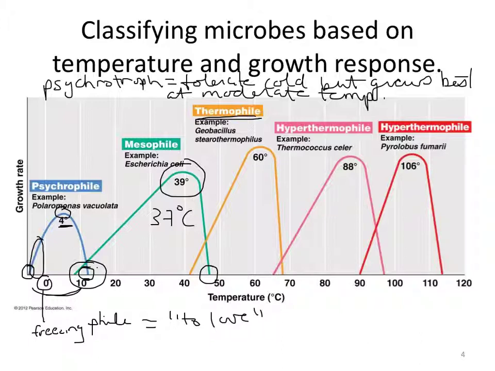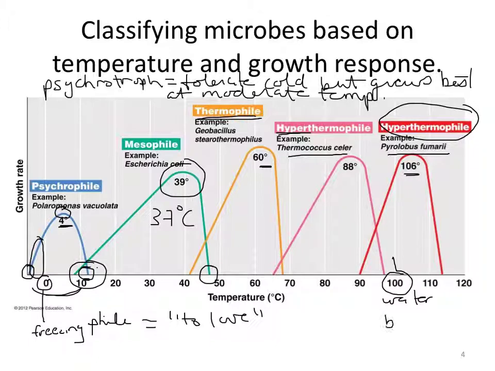Then we're up into the thermophile world. So thermophiles like it hot, hyperthermophiles like it really hot. We've got thermophiles that have temperature optimums around 60 degrees Celsius. That's pretty warm. And then hyperthermophiles, and we see two profiles here. One for a bacterium, Thermococcus celer, and then another for an archaeon, Pyrolobus fumarii. The extreme hyperthermophiles, those that can tolerate temperatures above the boiling point of water, which is here, right? That's where water boils.